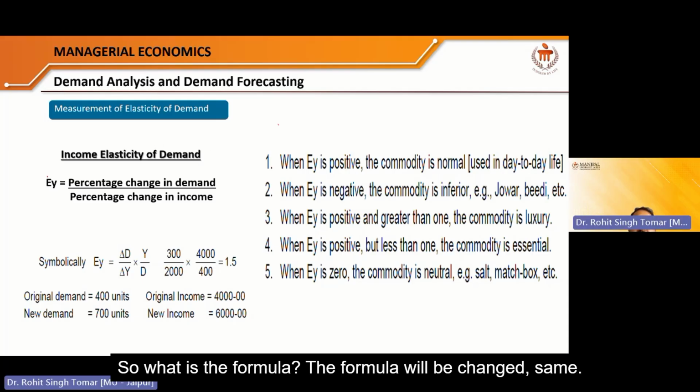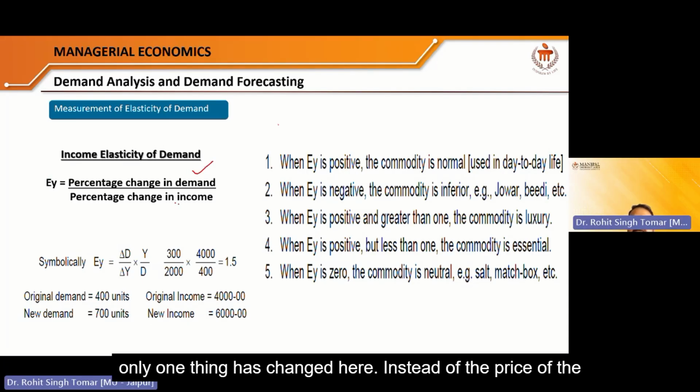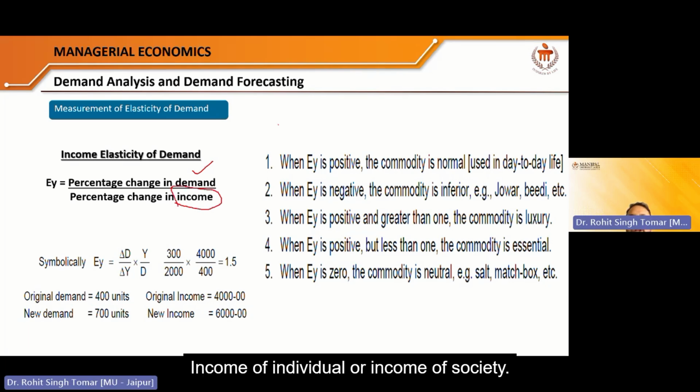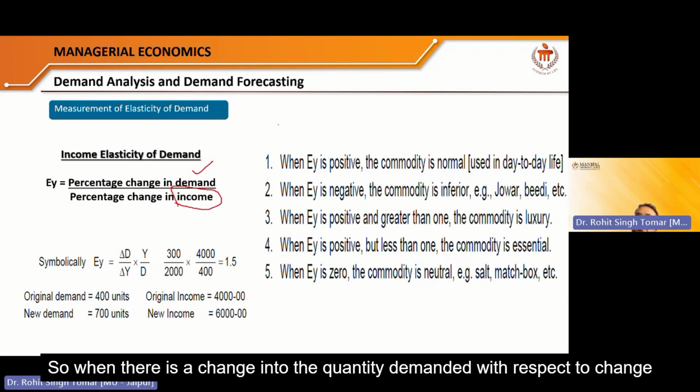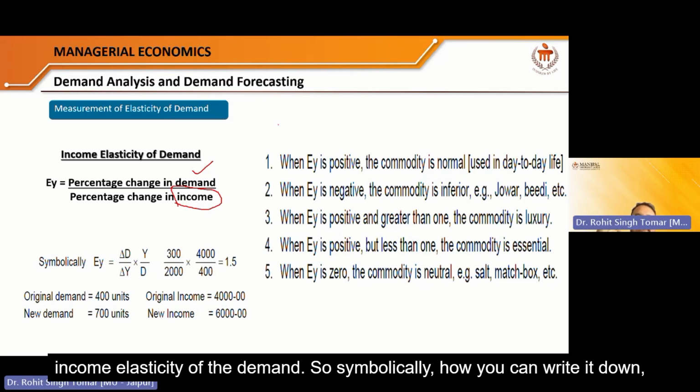So what is the formula? The formula will be the same. The percentage change in quantity demanded in the numerator will be the same, but only one thing has changed here. Instead of the price of the same product, we are calling it income: income of the individual or income of society. So when there is a change in the quantity demanded with respect to a change in the income of the society or the individual, it is known as the income elasticity of demand.